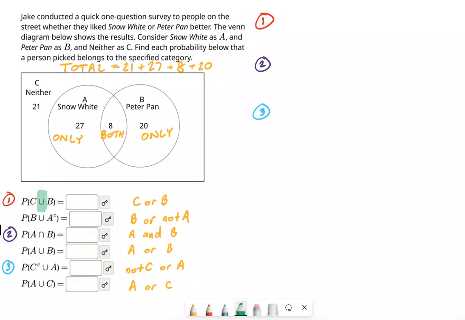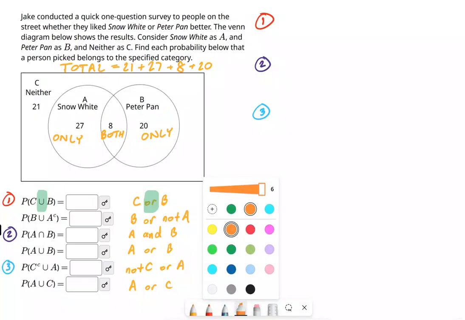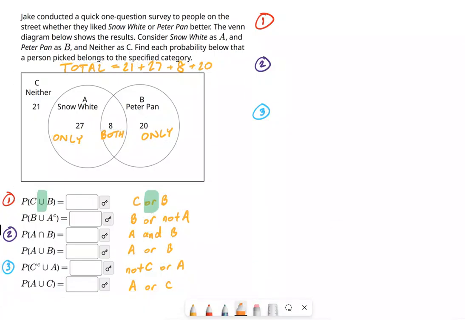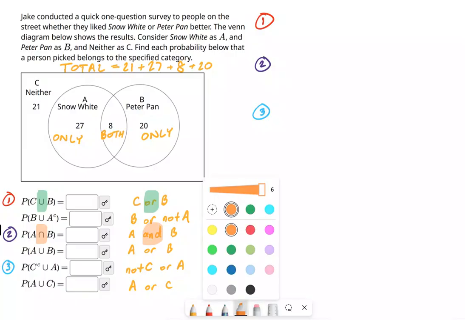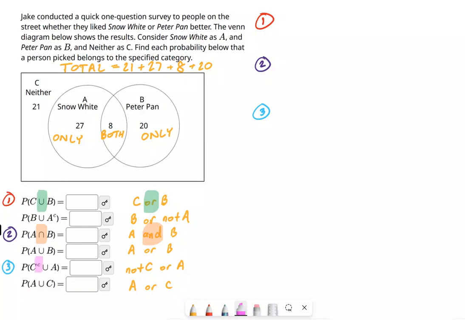The little U symbol means or. It could be C, it could be B, it could be both, but it has to be at least one of them. The next symbol is the upside down version of that, which is the and symbol. So you've got or, you've got and, and then the third symbol over here is the not symbol. See that little C exponent? That means the opposite of whatever it's attached to.